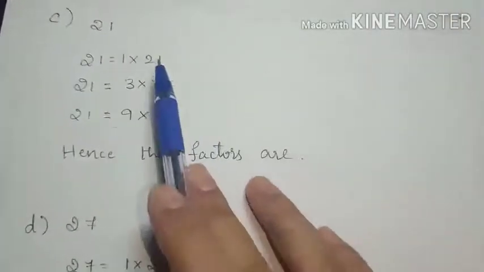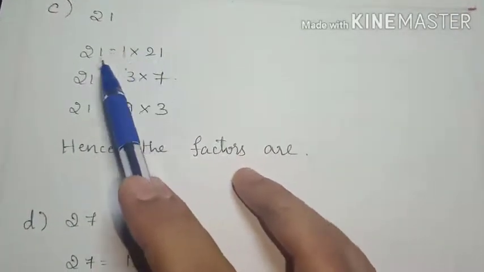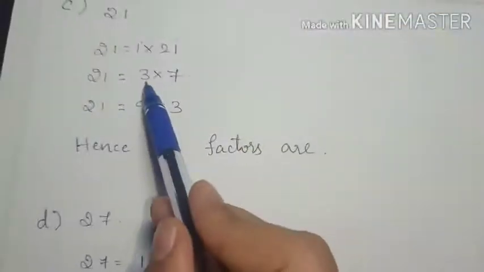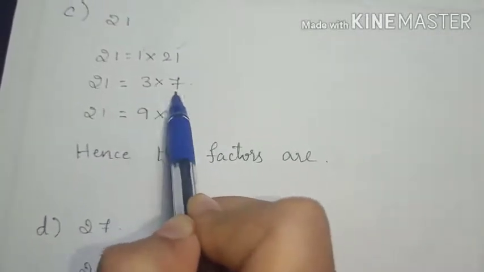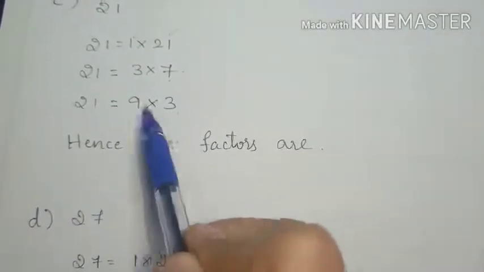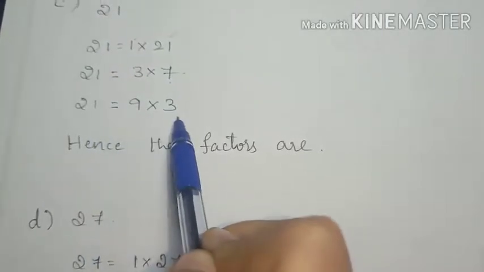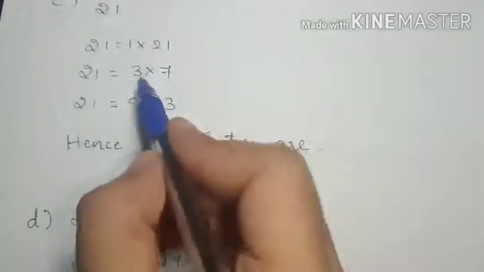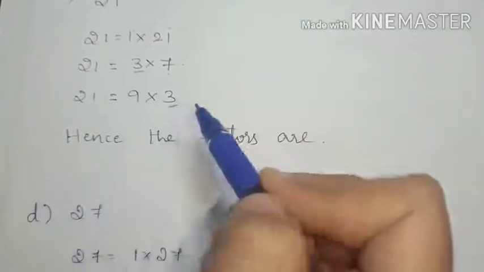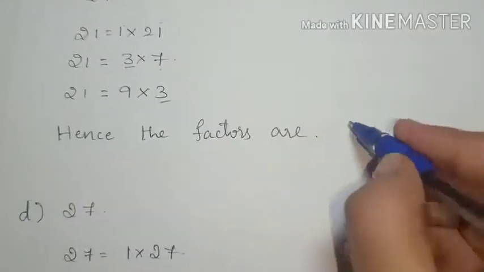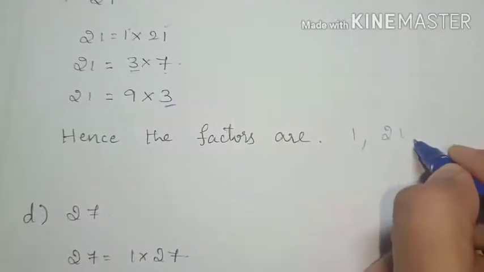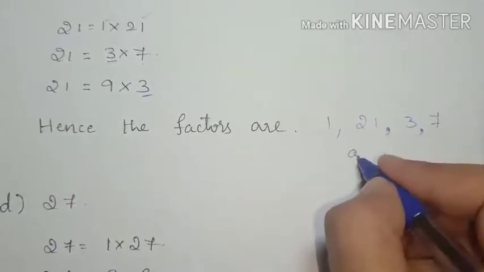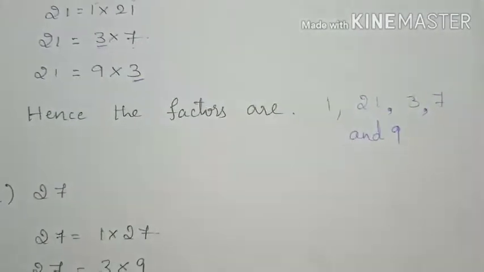Let us see the next question. Question C, 21. So 1 21s are 21. 1 and 21 are the factors. 3 7s are 21, hence 3 and 7 are the factors. 9 3s are 21. 9 and 3 are the factors. 3 is repeated, hence stop here. Hence the factors are 1, 21, 3, 7 and 9.